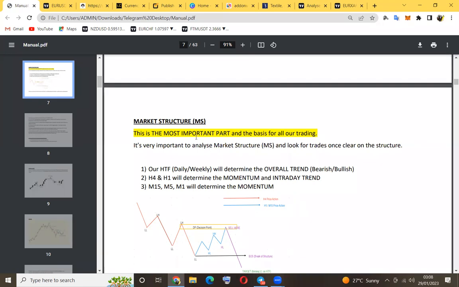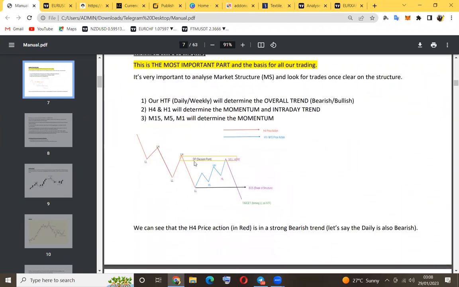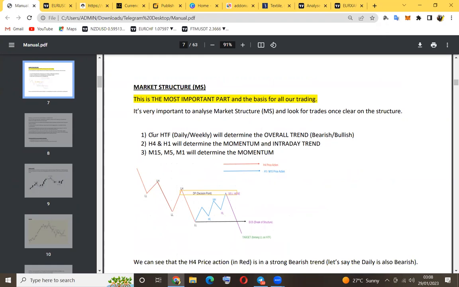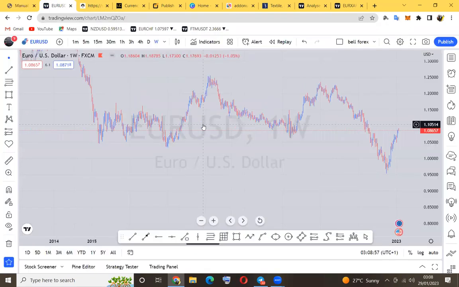Market structure is one of the most important things when it comes to our trading strategy with the smart money concept. It's very important to analyze market structure and look for trades once clear on the structure. Now, some key points that you need to look at here. Our higher time frame will determine the overall trend.